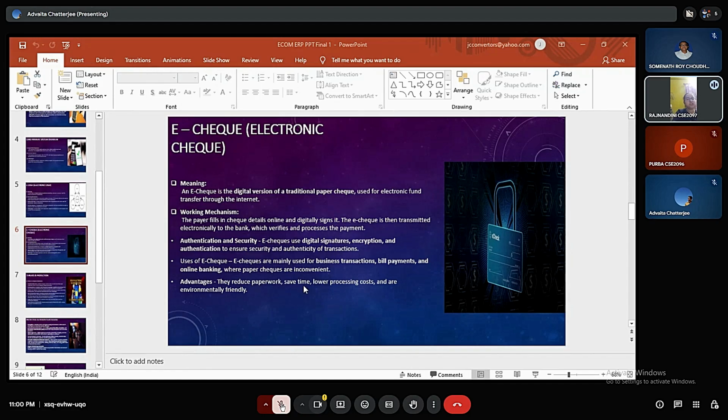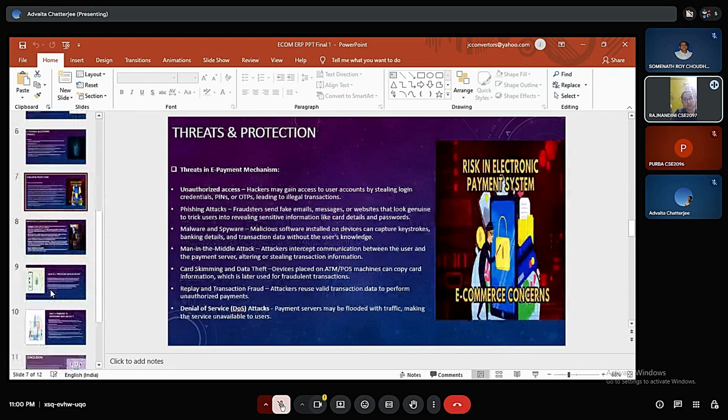Authentication and security of e-check: it uses digital signatures, encryption, and authentication to ensure security and authentication of transactions. E-checks are mainly used for business transactions, bill payments, and online banking where paper checks are inconvenient. They reduce paperwork, save time, lower processing costs, and are environmentally friendly. These are its advantages.